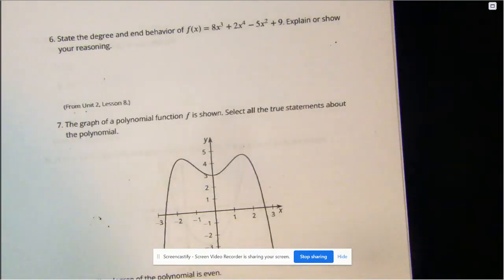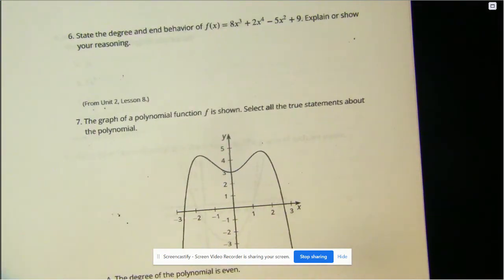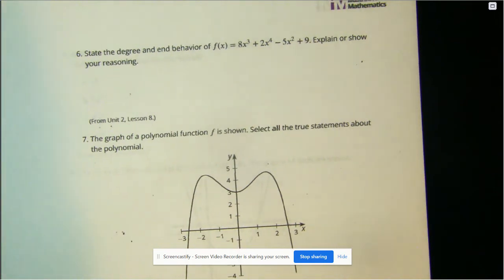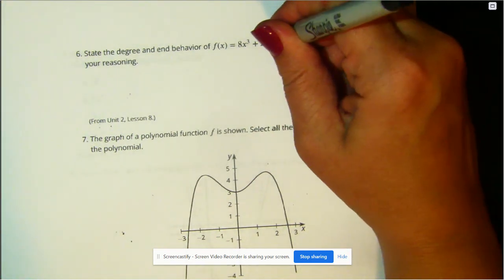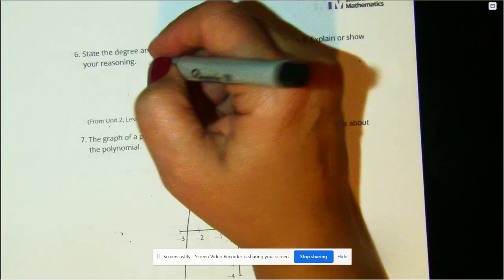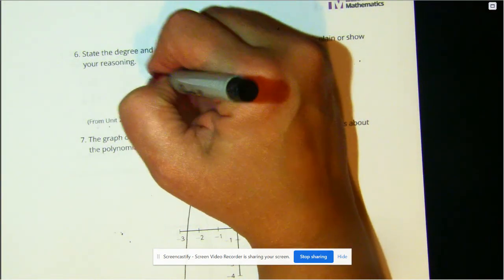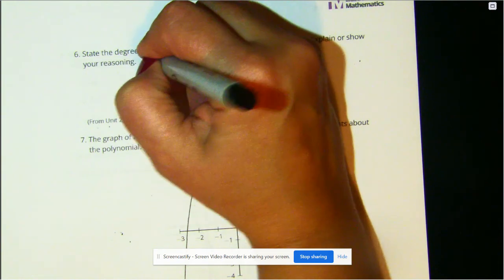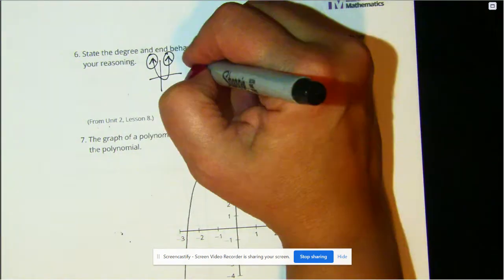Number 4. State the degree and end behavior. Explain or show your reasoning. So if I scan here, the degree is a 4. So that's an even with a positive. So I know, just like we just did on the last one, I know both of the ends are going into the larger and larger positive.